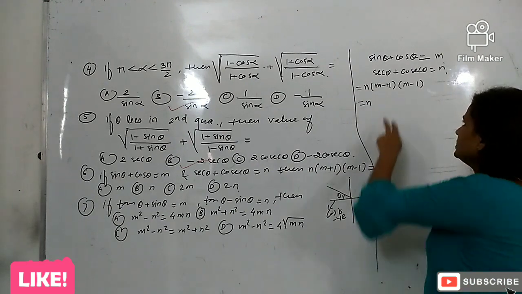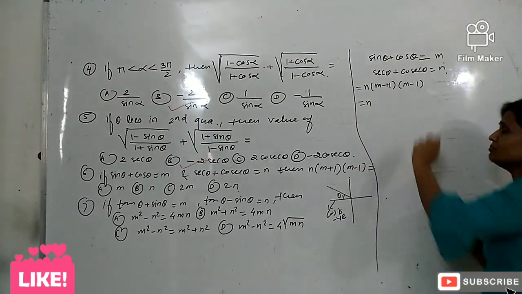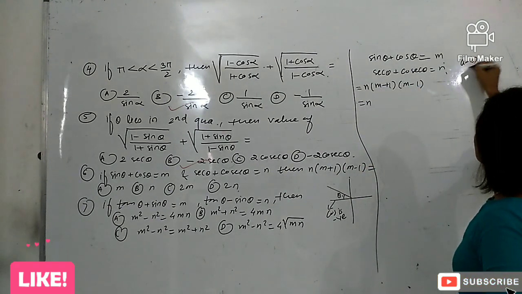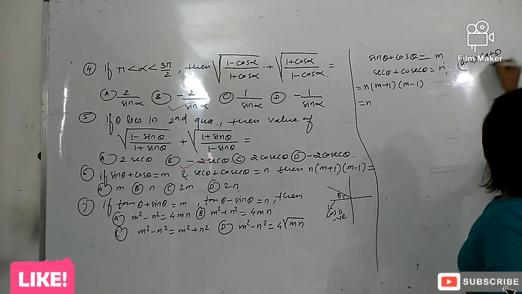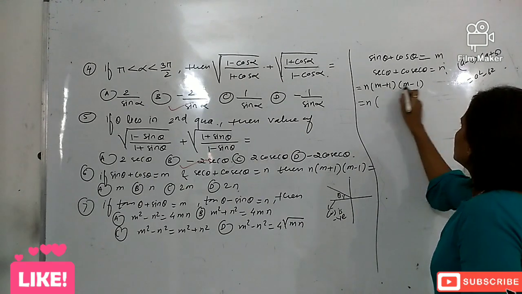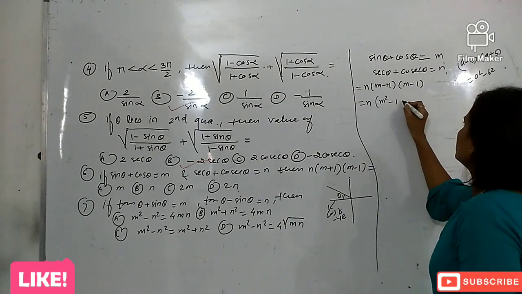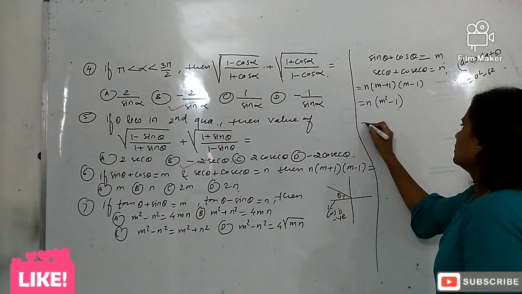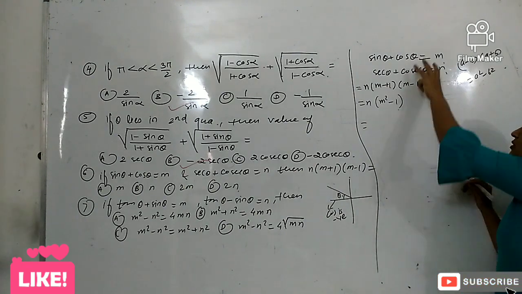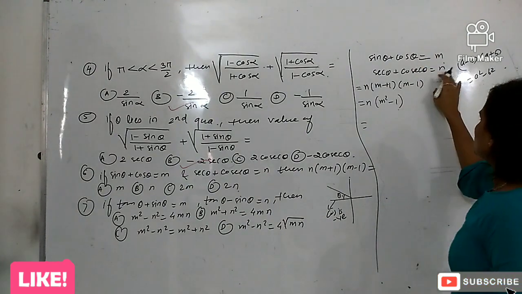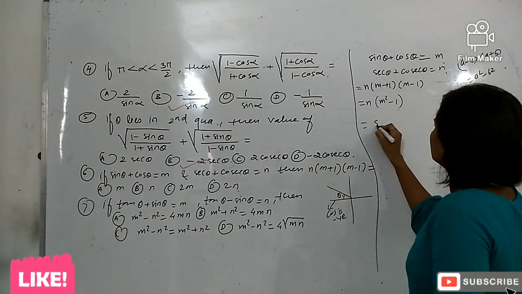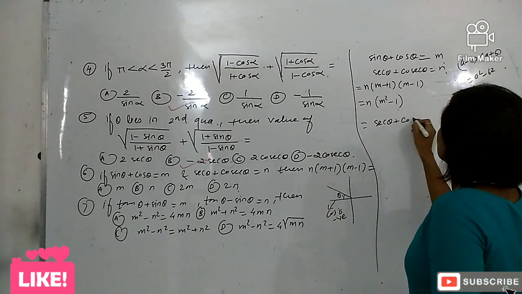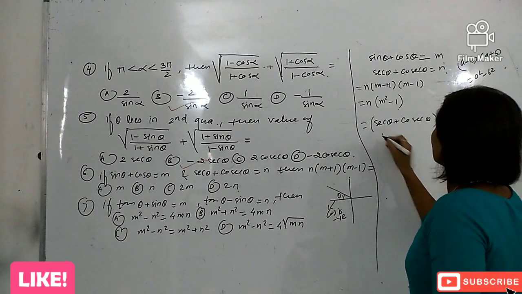So what is simplification? This (m plus 1) into (m minus 1) is in the form of (a minus b) into (a plus b), which has the product a square minus b square. So n into m square minus 1 square, which is 1. After that you can put the value of m and n. So first put the n value. So n value is sec theta plus cosec theta.